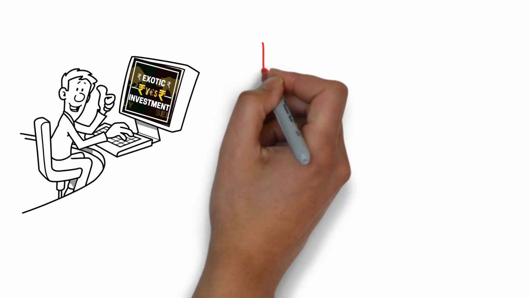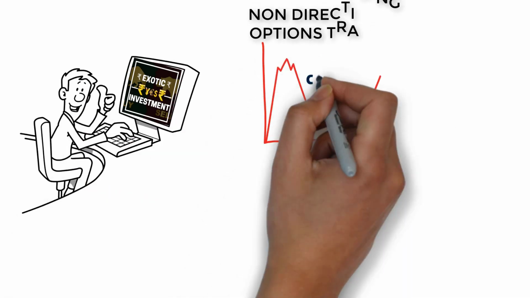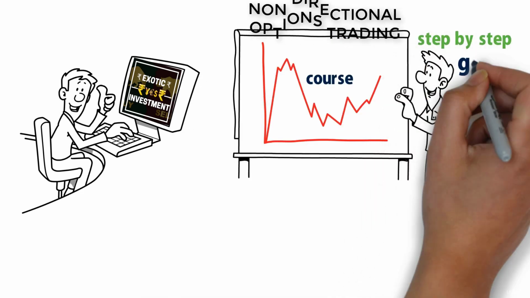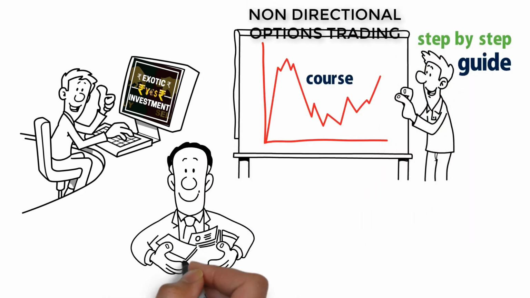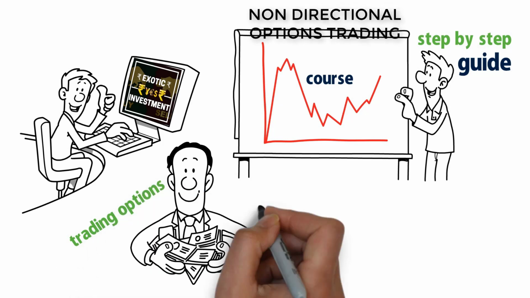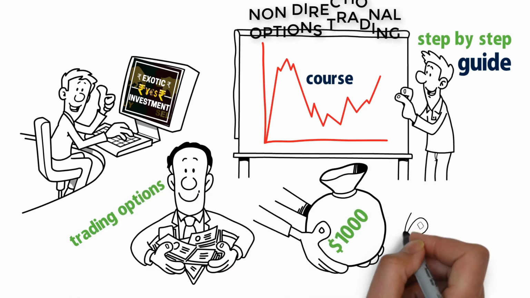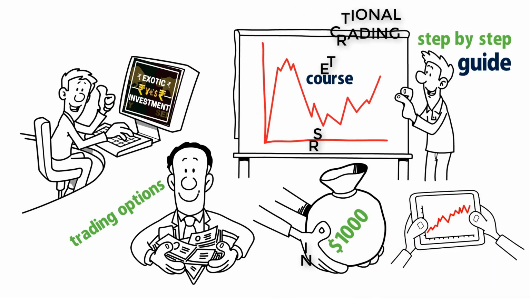Welcome students. Here I'll guide you on how I make 15% with non-directional option trading strategies, a course with a step-by-step guide to make a consistent monthly income trading options. Whether you are a beginner trying to generate 100 rupees or 1000 rupees, our workshop will definitely help you.